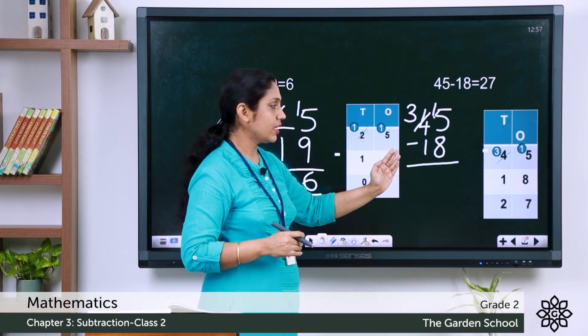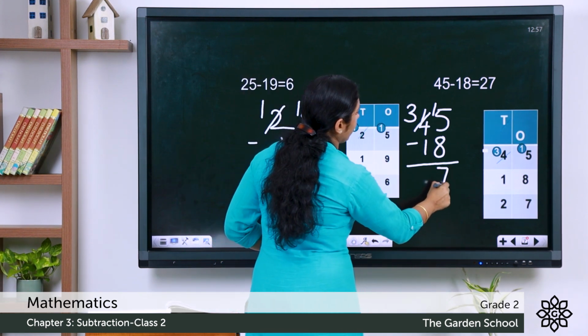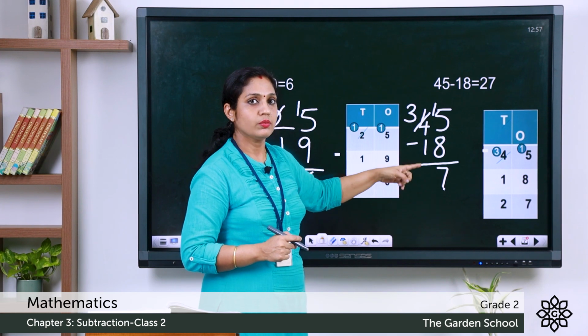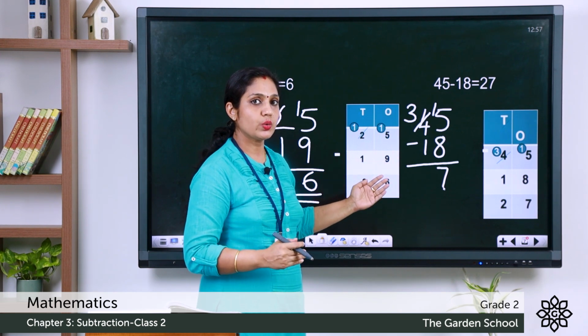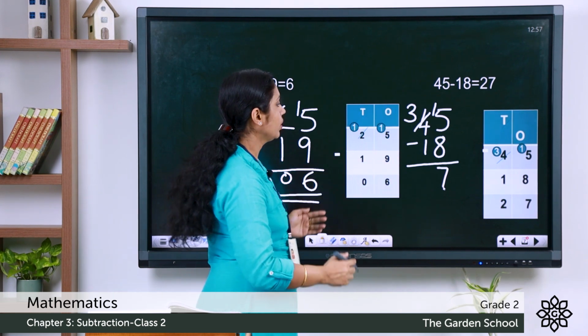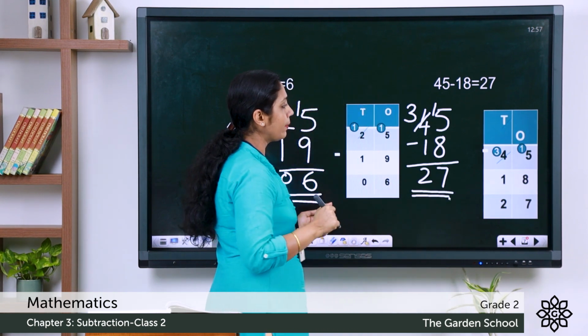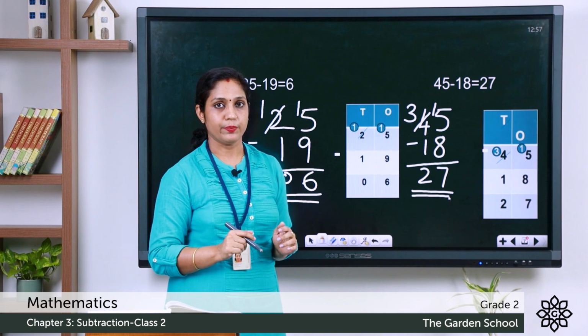The answer is 7. Here in the tens place we have 3 minus 1. So how much do we get? 3 minus 1, the answer is 2. And the total answer we get when subtracting 45 minus 18 is 27.